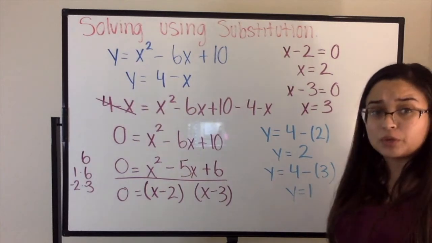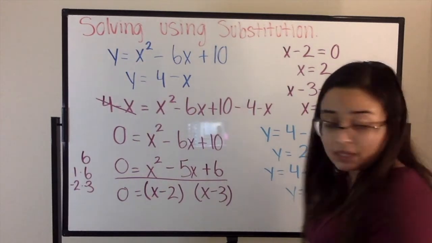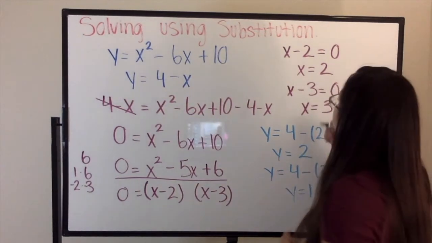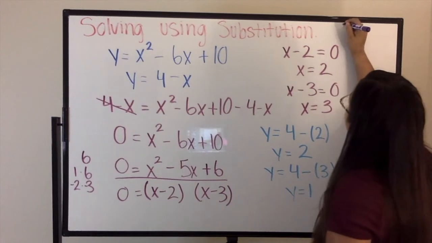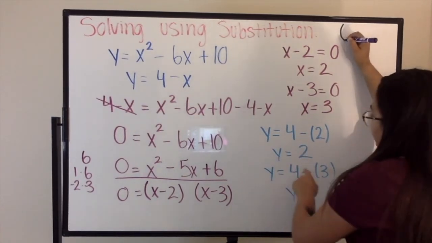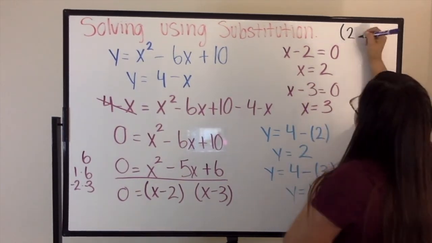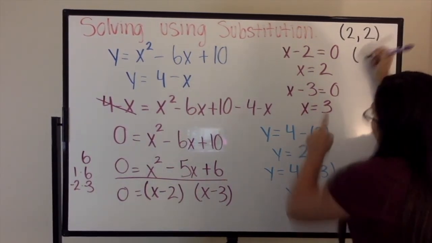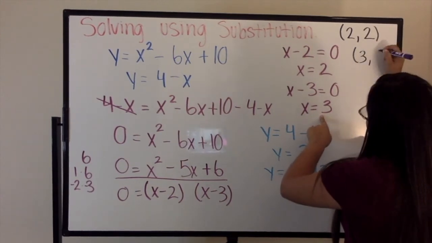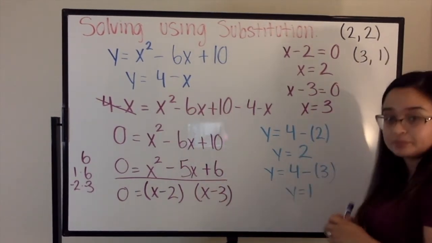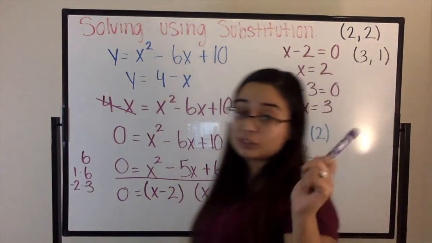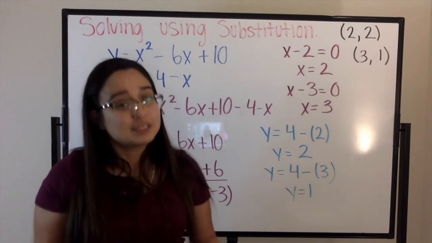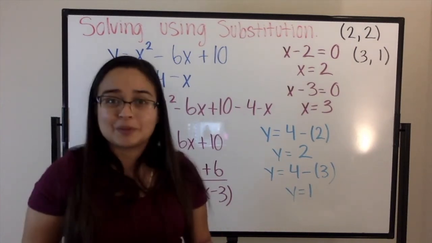So what are my two coordinates going to look like? Let's write those out in a different color. I'm going to write them out right here. One of my coordinates is going to be 2 for x and 2 for y. And for the other one, x is going to be 3 and y is going to be 1. Okay? Those are the two coordinates I got by using the process of substitution. It's not that hard, just a little more work.